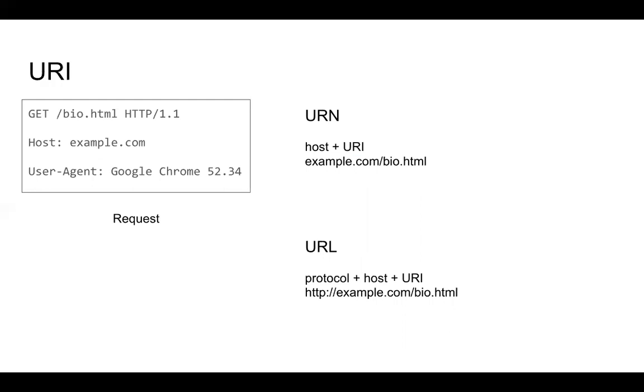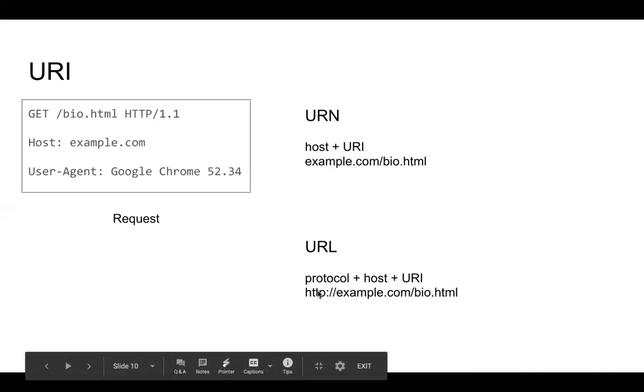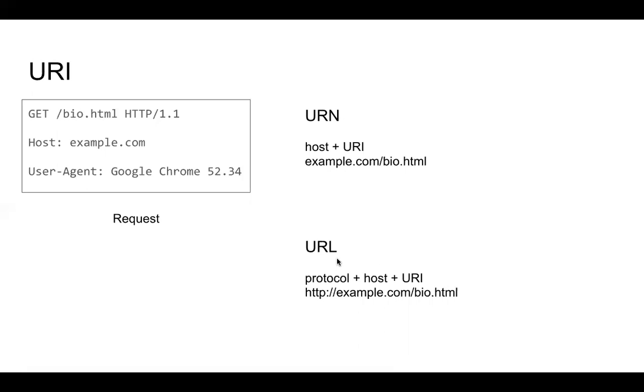In this case, they have a host down here, example.com. And the endpoint of the host is /bio.html. If you combine the host name with the URI, you get a URN, example.com/bio.html. And then when you add the protocol, HTTP, you get the URL. Oftentimes what you talk about as being a URL, you might actually be looking at a URN, because very often you can type in a URN and your browser will automatically convert it into a URL by adding the HTTP.